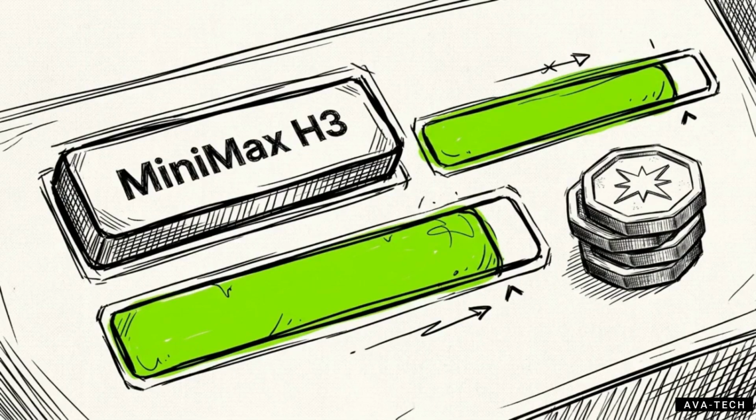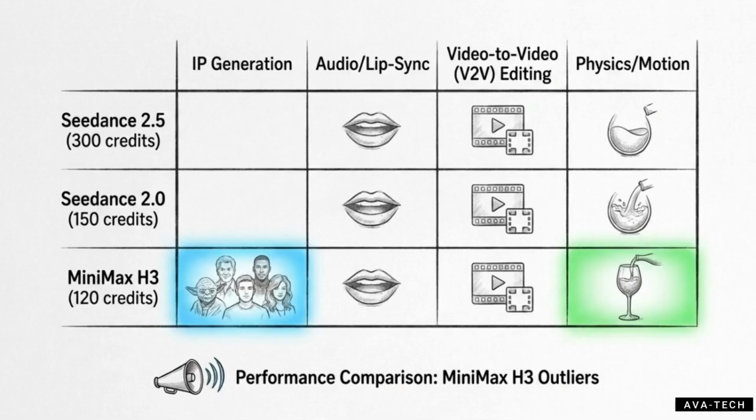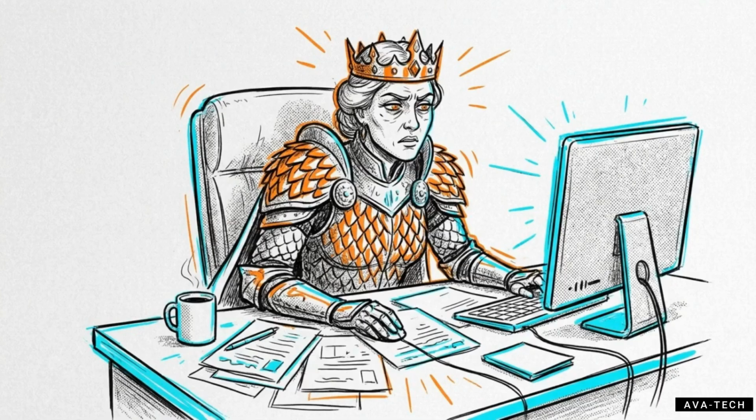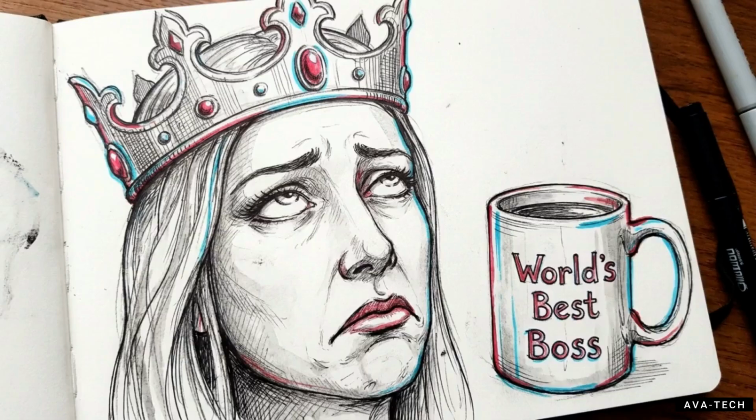MiniMax H3 is currently the budget-conscious option. At 120 credits for a 15-second generation, it's significantly cheaper than its direct competitors. Our performance comparison shows some clear outliers for MiniMax H3, particularly in how it handles intellectual property and environmental physics. MiniMax stands out for its ability to generate recognizable, copyrighted IP from simple text prompts. It can successfully render celebrity faces and specific TV show aesthetics without needing a reference image.